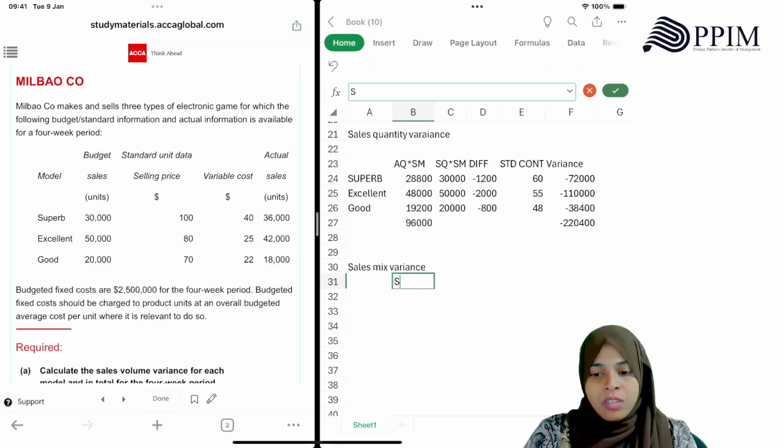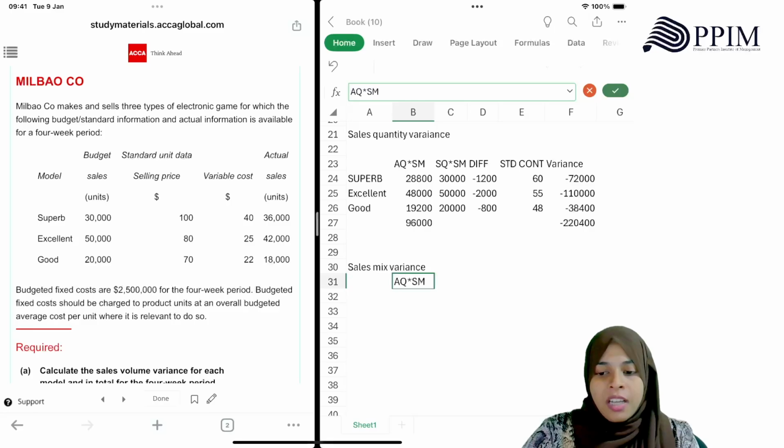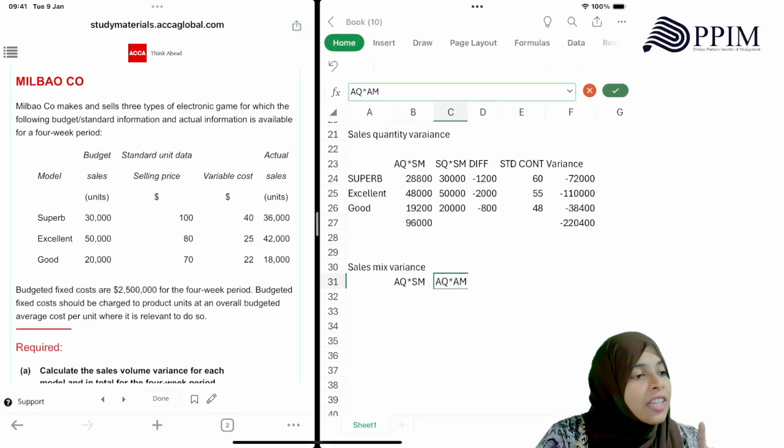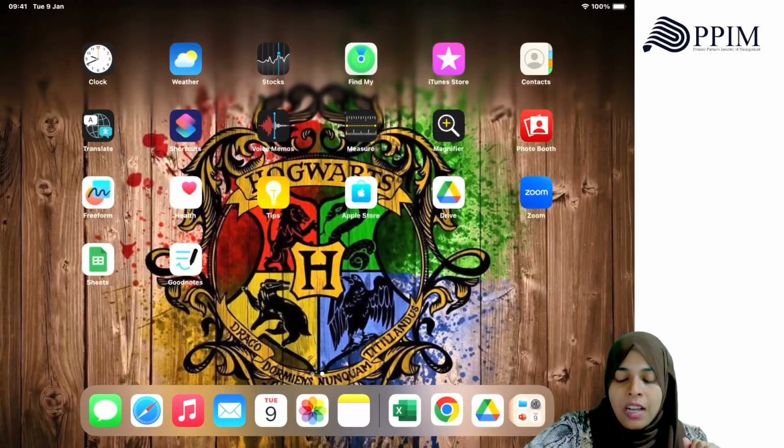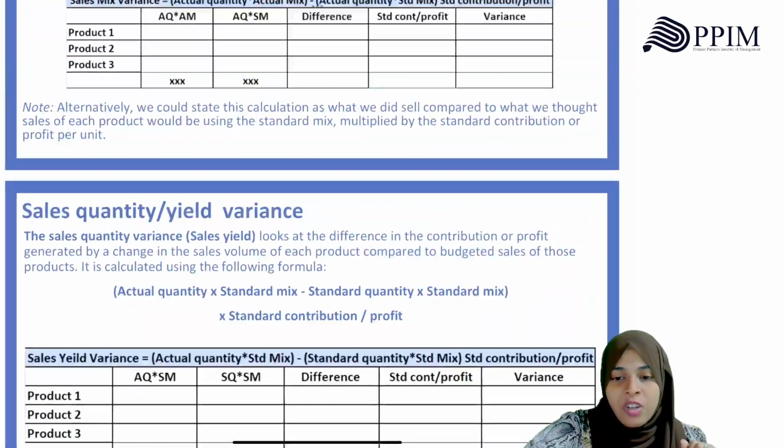Standard, no. Actual, what is it? Actual quantity in the standard mix. Actual quantity in the actual mix. Actual quantity in actual mix meaning the actual units. Yeah, I think that's how it was. Actual quantity. Yeah, this is not okay.